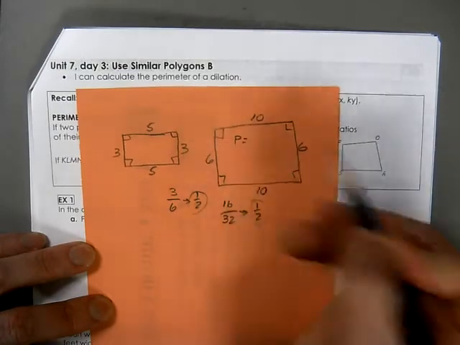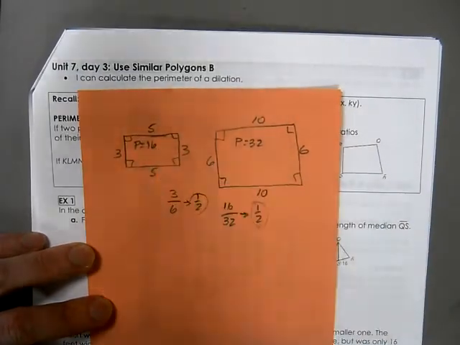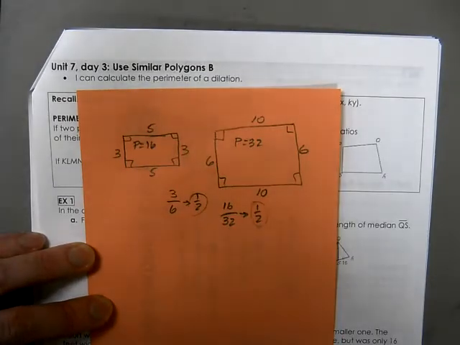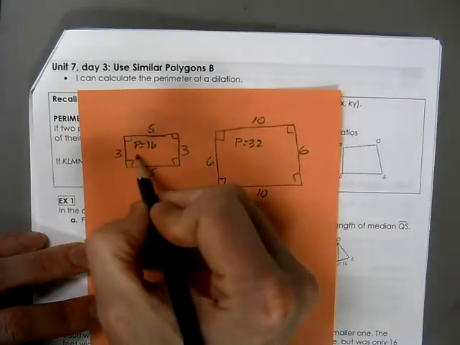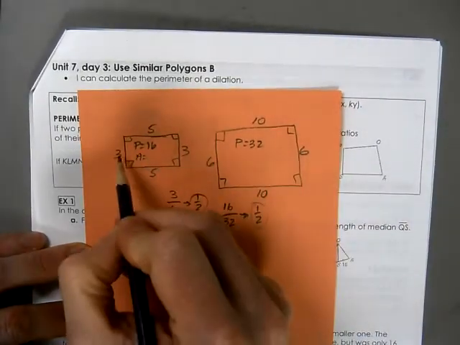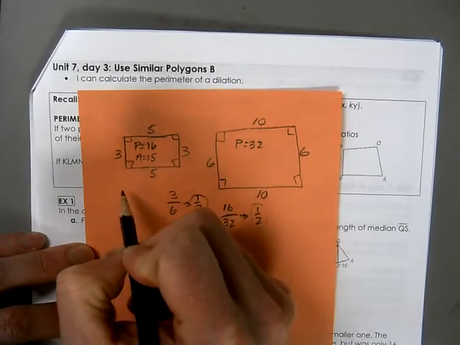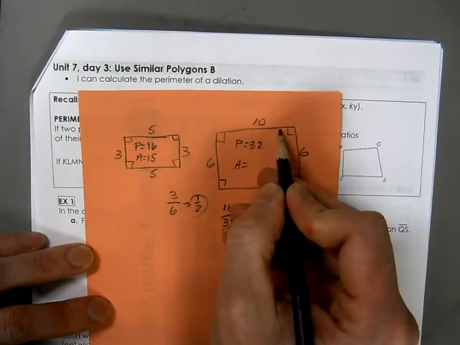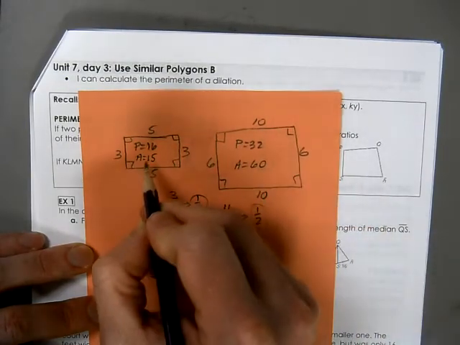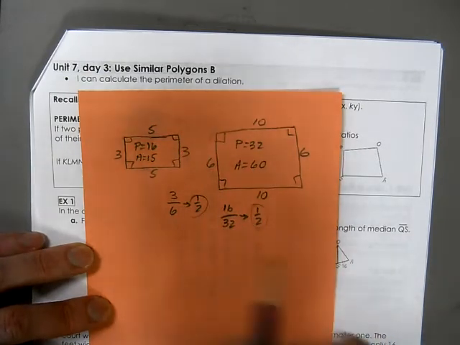So here we have a perimeter of 32. Here we have a perimeter of 16. Okay, so it sounds like everything grows at that same proportion. Let's look at the area. The area is 3 times 5, which is 15. But when we look over here, the area is 6 times 10, which is 60. Notice it doesn't go up by the same. So not everything follows that same scale factor.